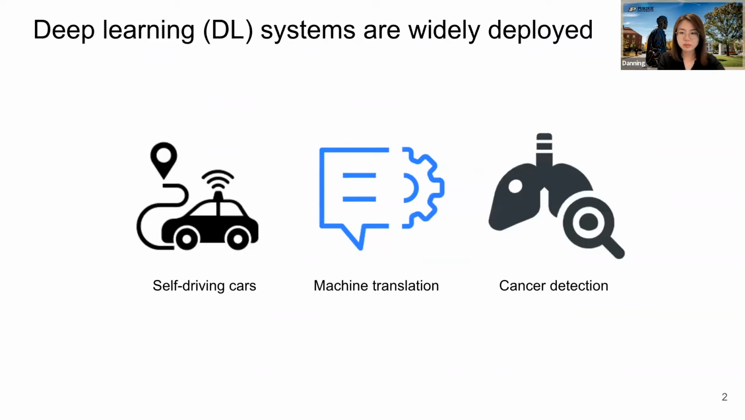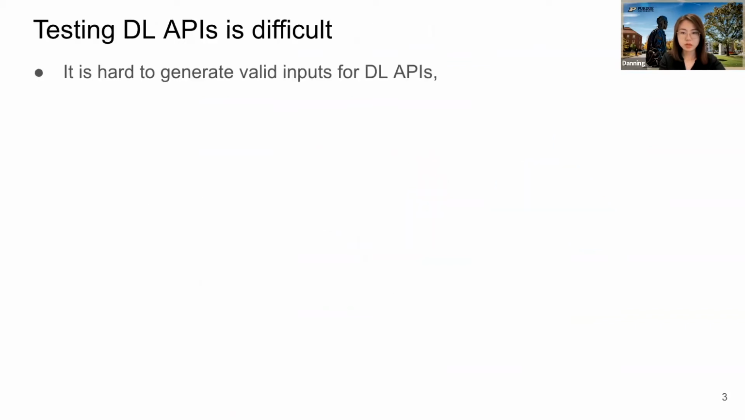Deep learning systems have been widely deployed in many applications, such as self-driving cars, machine translation, and cancer detection. As a result, the reliability and security of deep learning systems are of vital importance. However, it remains challenging to test deep learning systems, as they are often complex and it is hard to generate valid inputs. Invalid inputs will not pass the code validity check and result in exceptions.